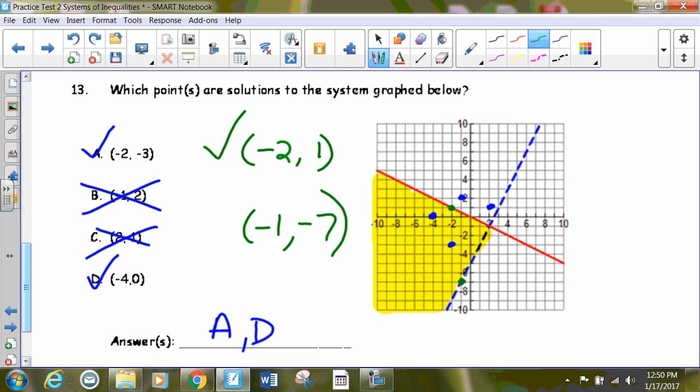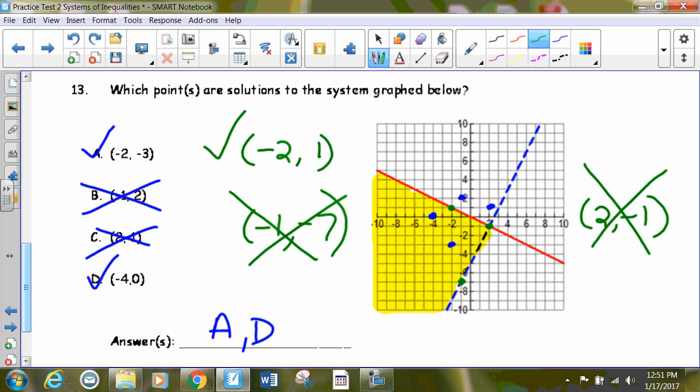It keeps the solution in, but it's not part of the solution. So no, that wouldn't be. One last question. What about this point right here? What about (2, -1)? It includes the solid line, but it's also on the dotted line. So this one would also not be included.